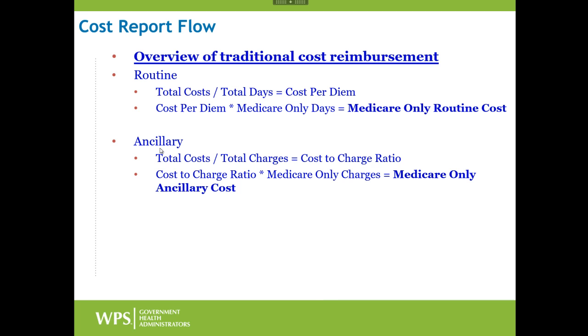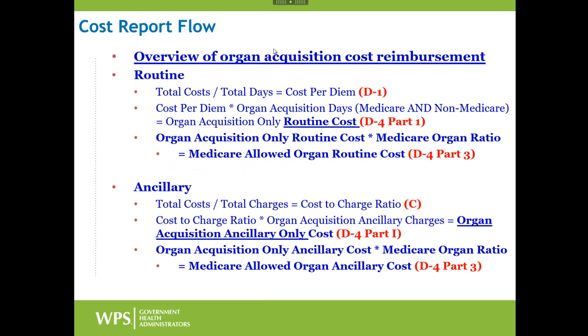For the ancillary side of things, the non-room and board, these are specific services that are charged for. We take total costs divided by total charges for each of those cost centers to get a cost-to-charge ratio. That cost-to-charge ratio is then multiplied by Medicare-only charges on D-3 or D Part 5 to get your Medicare-only ancillary cost. So here we're going to switch over to how the organ acquisition cost is apportioned. So we're going to split it between routine and ancillary.